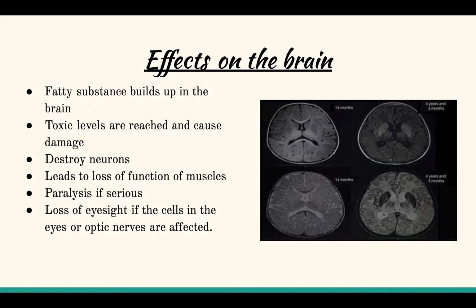So loss of eyesight is possible if the cells in the eyes or optic nerves are affected. So if the fatty substances build up on the optic nerve, this can obviously sever it or just damage it too much to where the patient is not able to see anymore, and this is very unfortunate.